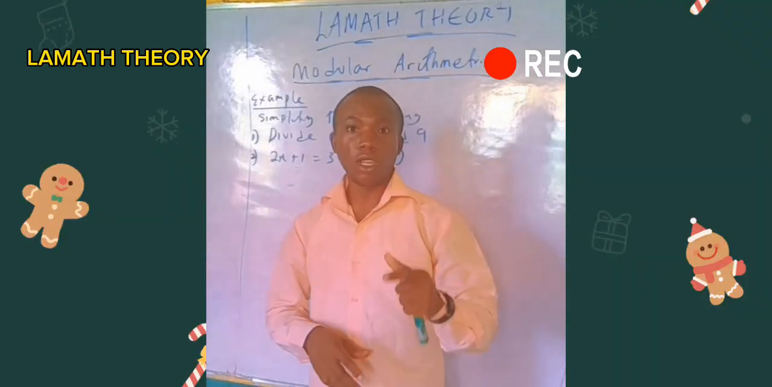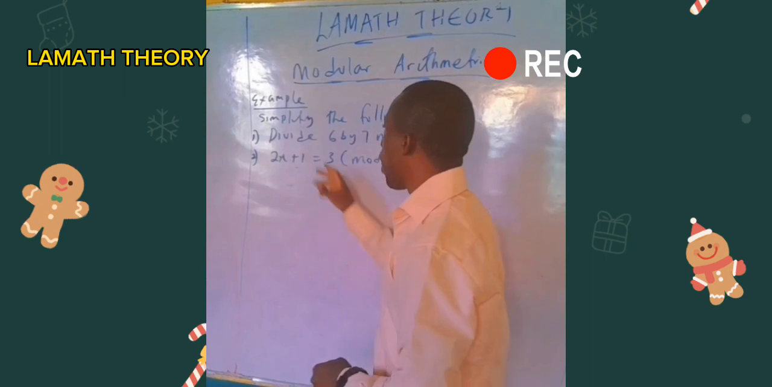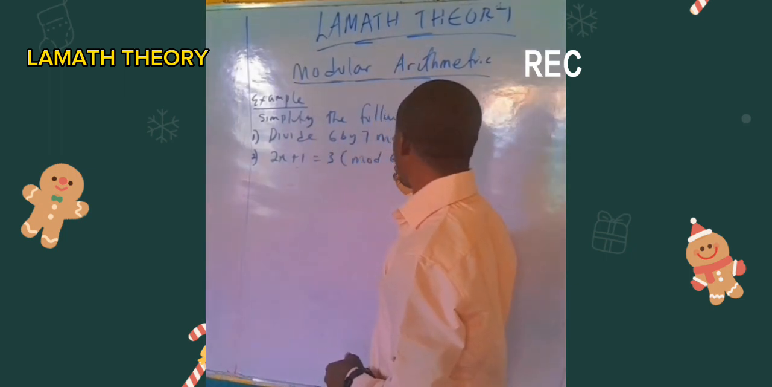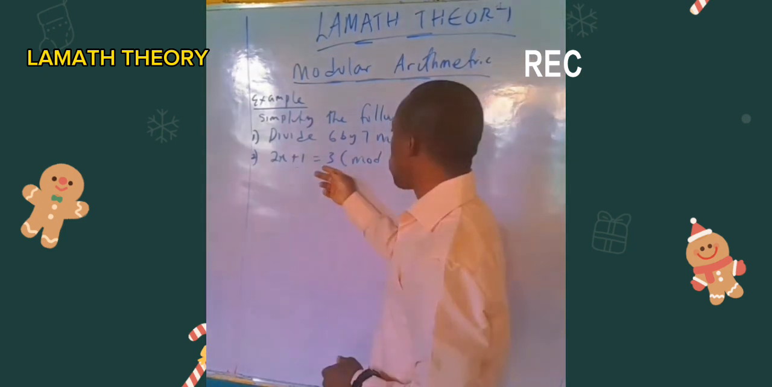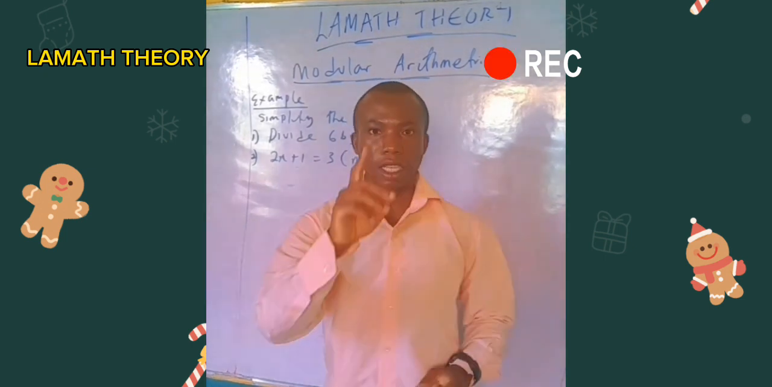Moving on to another example under this modular arithmetic, where we have division. Divide 6 by 7 modulo 9. Then 2x plus 1 equals 3 modulo 6. Now let's go.